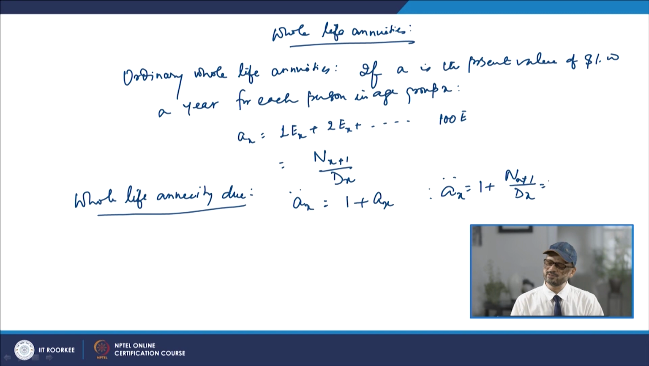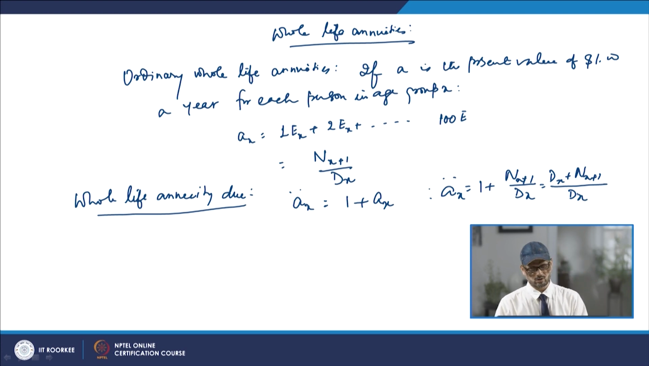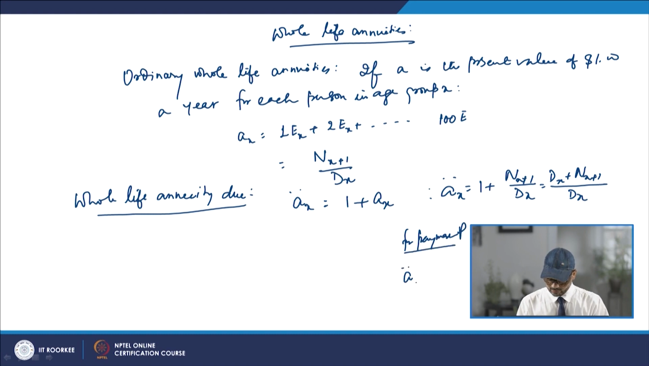So basically it will be Dx plus Nx plus 1 divided by Dx. You are adding all of them, and you can further find. If you do the simplifications for payment P, you can calculate the a double dot x, it is Nx upon Dx. So basically you are showing the summing.